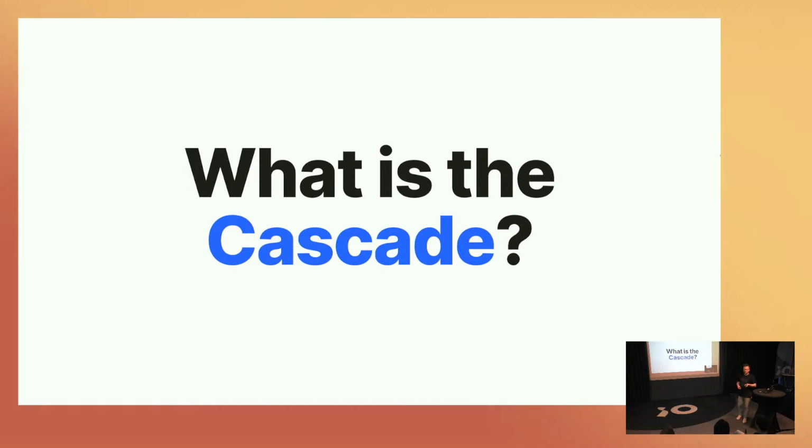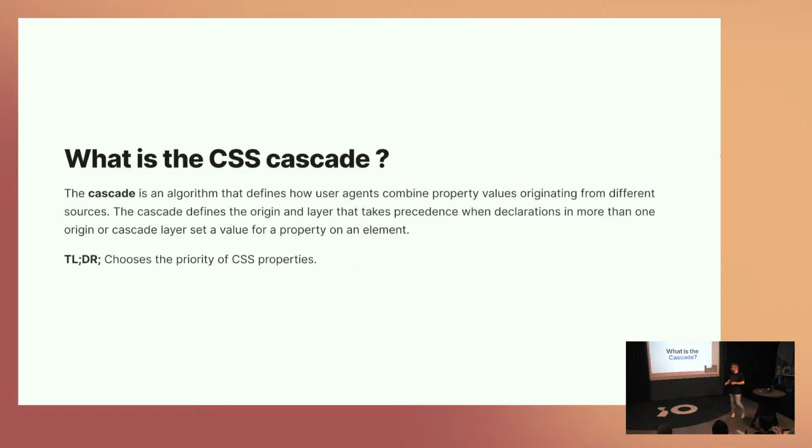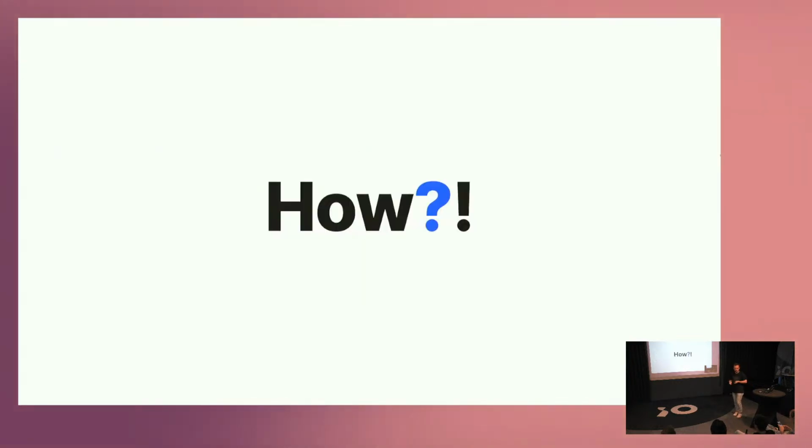But anyone here knows how the cascade works or what the cascade is? Well, two of you should know because you're from 3, 4, 5. Okay. The cascade is this definition. I'm not going to spell it out loud because we don't have that much time and I have too many slides. Long story short, it chooses the priority of different CSS properties. So the algorithm that knows how to give an element a certain color. But how does it work?